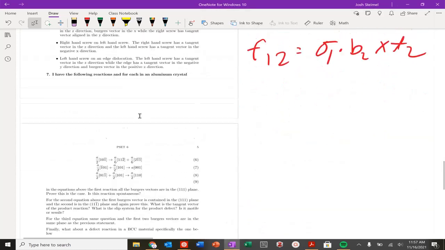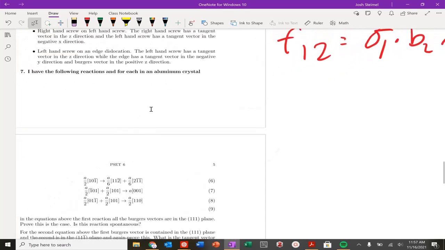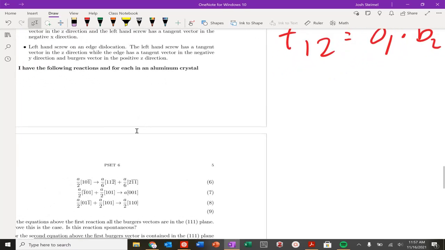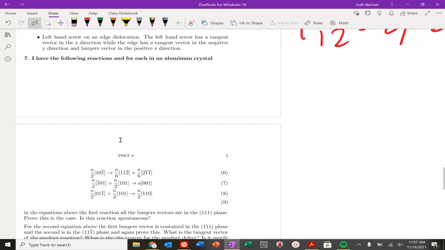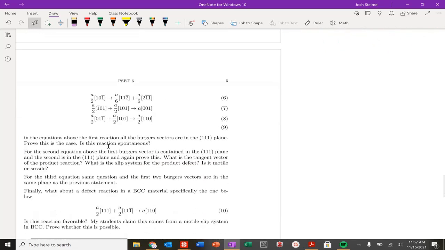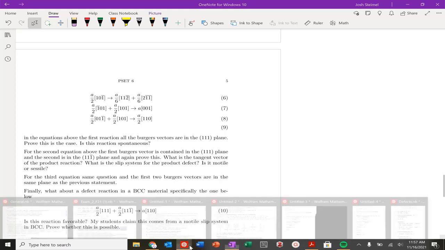Now we get to our last but very important reactions here. I have the following reactions for each in an aluminum crystal. So we're FCC material, and we have these several reactions. In the equation above, prove that the first reaction and all Burgers vectors are in the 1, 1, 1 plane. Is this reaction spontaneous? So let's look. All the Burgers vectors here are in the 1, 1, 1 plane. Is the reaction spontaneous? So let's just see if it's spontaneous.